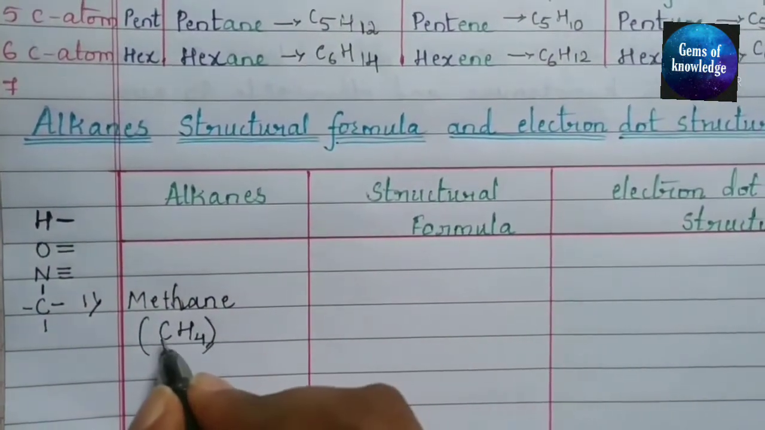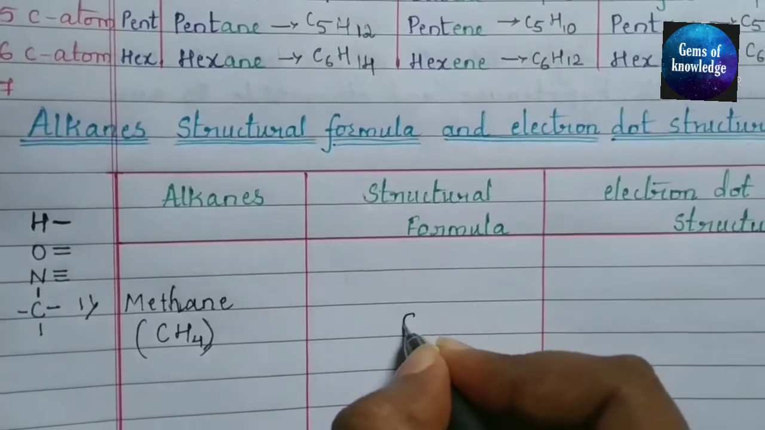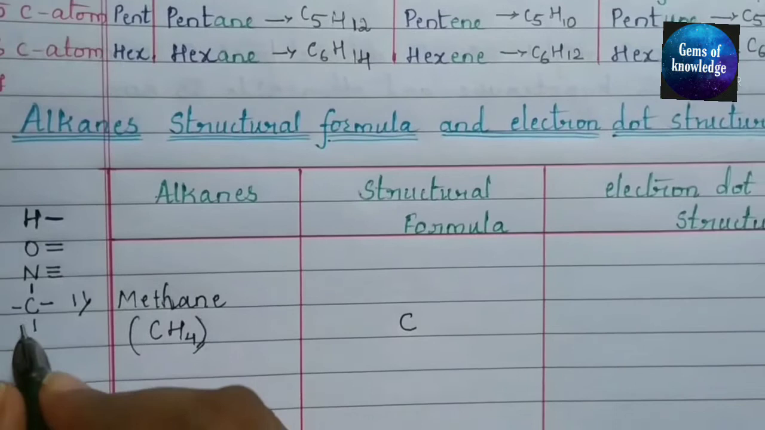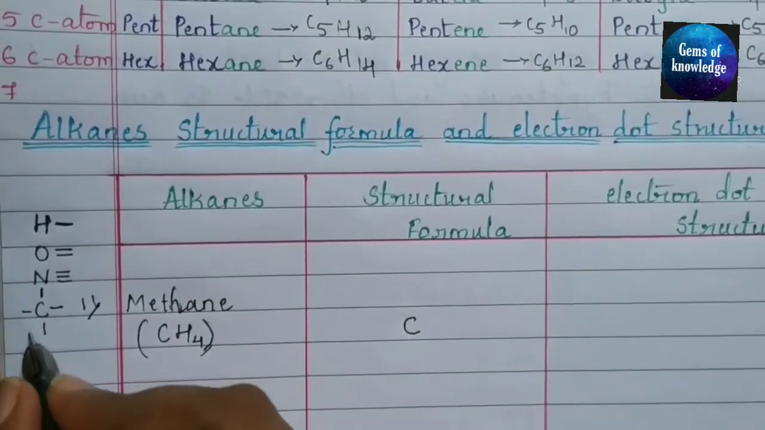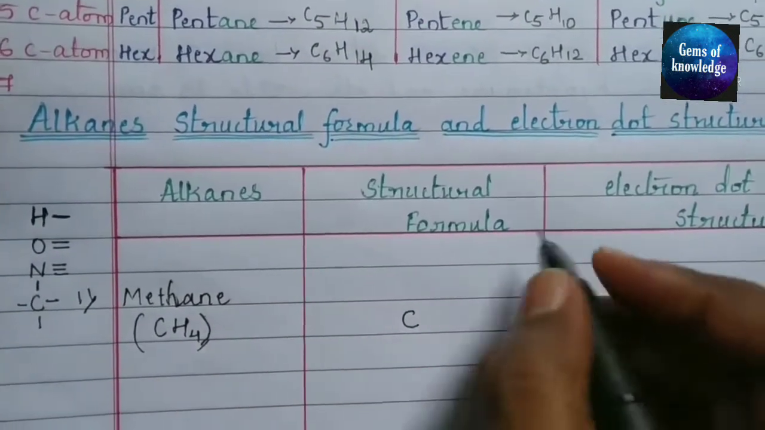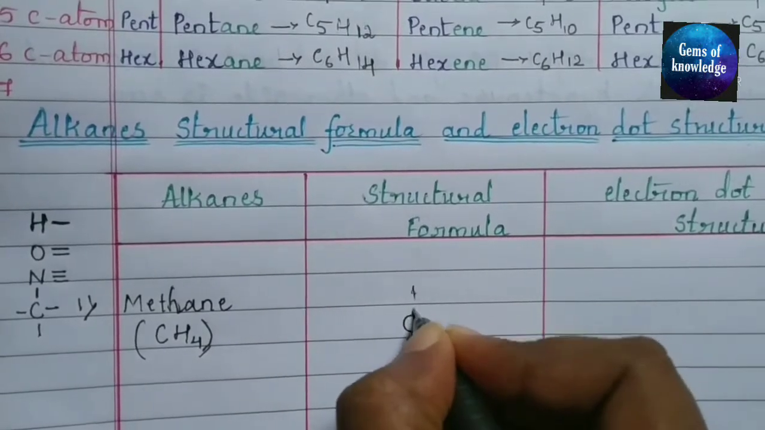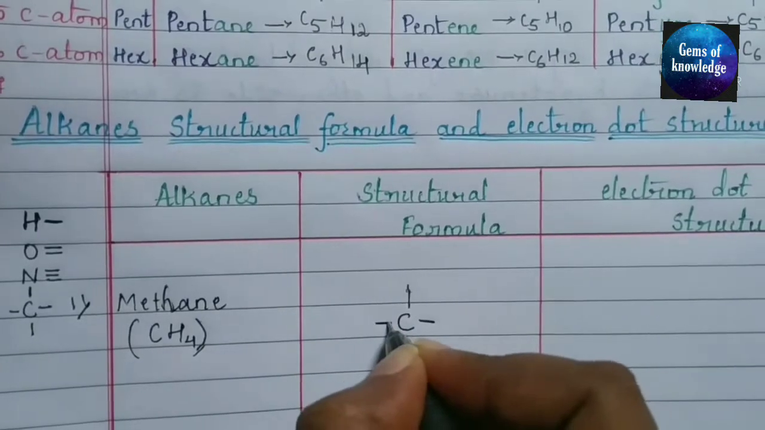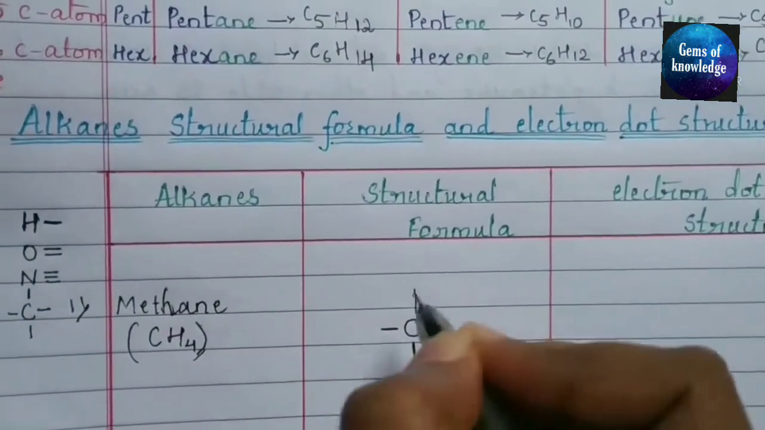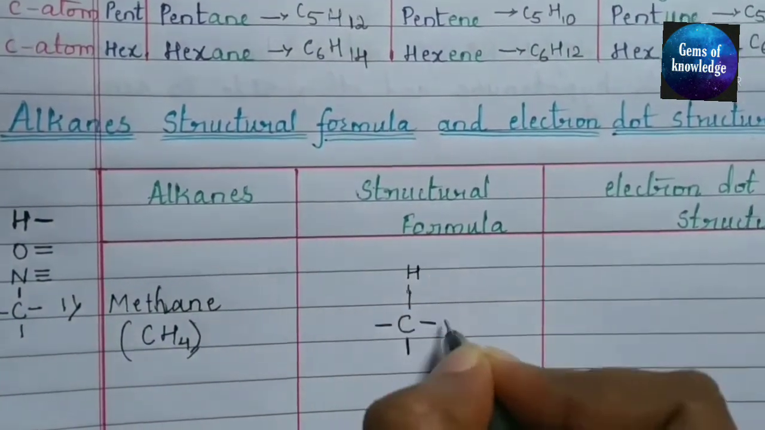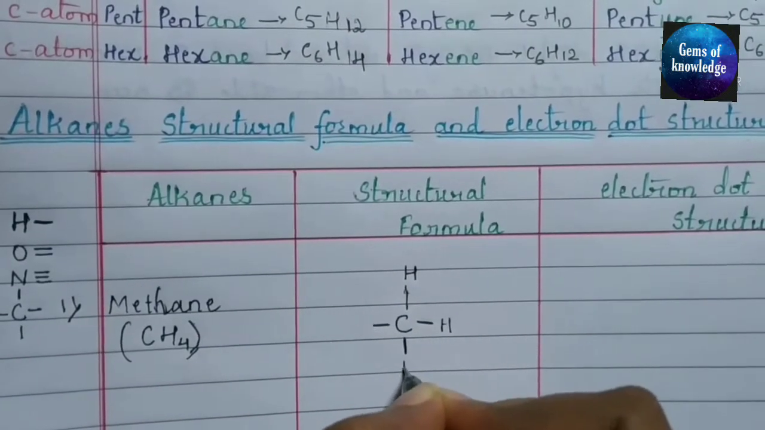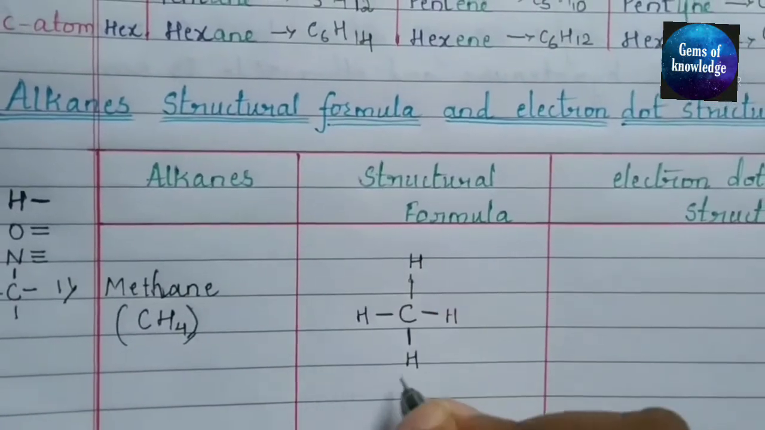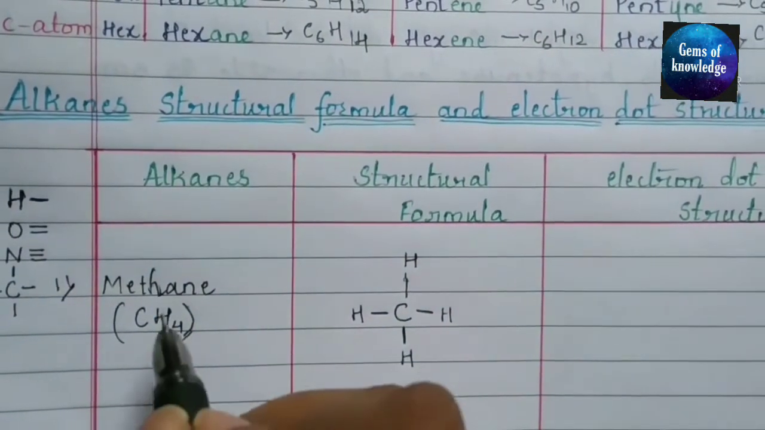Methane. Methane is having 1 C, then H is 4 times. Just now I told you C contains how many bonds? 4 bonds. Carbon contains 4 bonds. So these are the 4 bonds of the carbon. So we have to attach a hydrogen atom to all 4 bonds of the carbon. So here we are getting the structural formula for your methane.